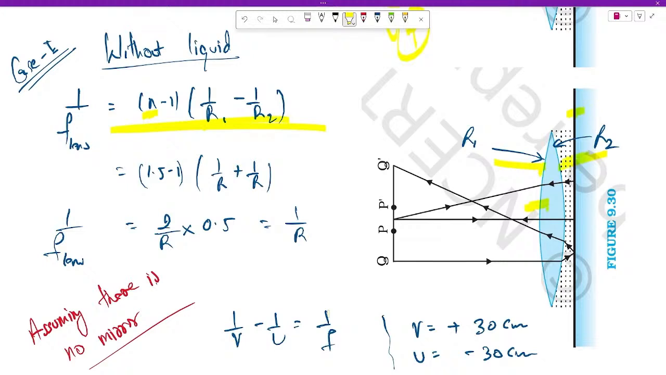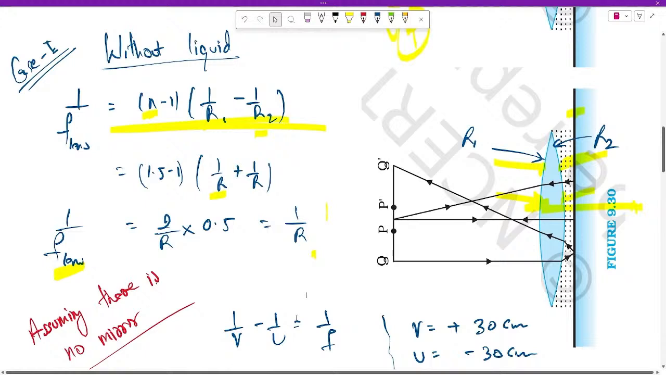R1 would be positive because its center of curvature lies on the right hand side of this lens, and R2 would be negative, and they both have the same radius of curvature, so we can write it as R, and thus we get 1 by f of lens equals 1 by R.